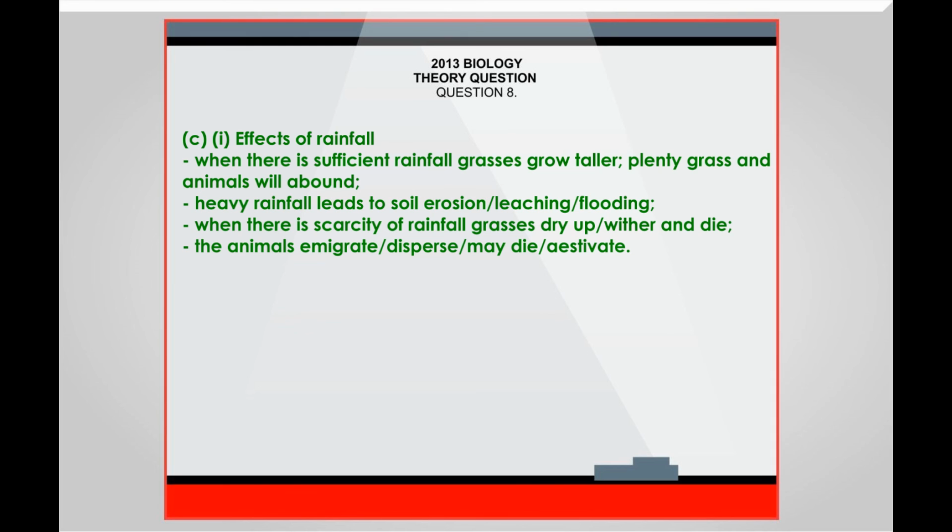When there is sufficient rainfall, grasses grow taller, plenty of grasses, and animals will abound. Heavy rainfall leads to soil erosion, leaching, flooding. When there is scarcity of rainfall, grasses dry up, wither, and die. The animals emigrate, disperse, may die, or estivate.